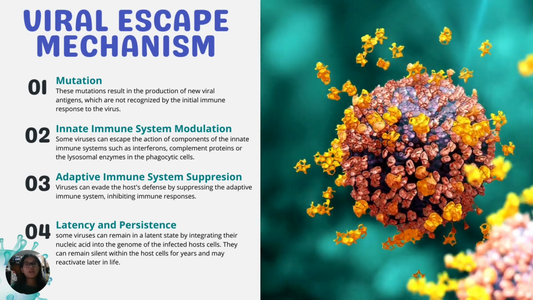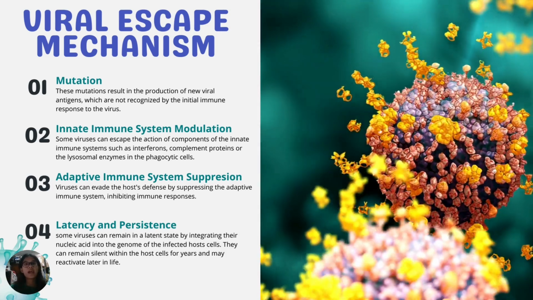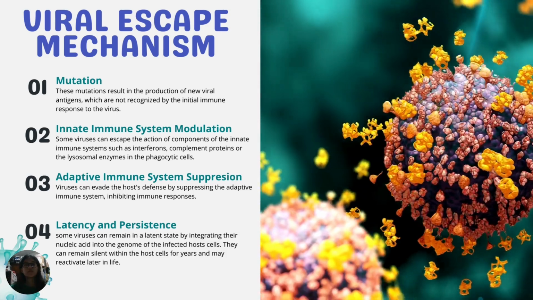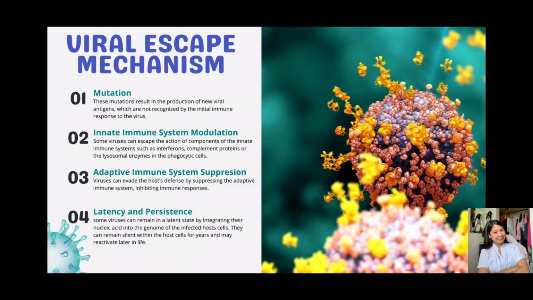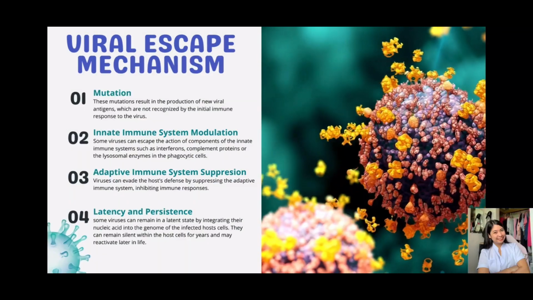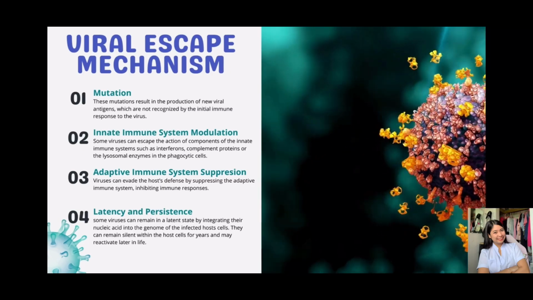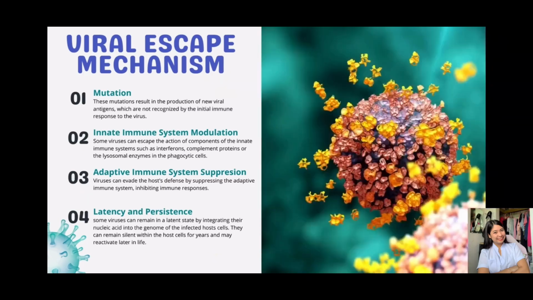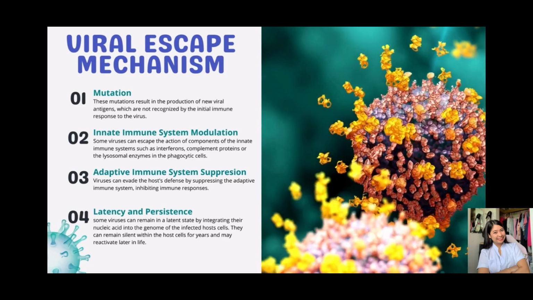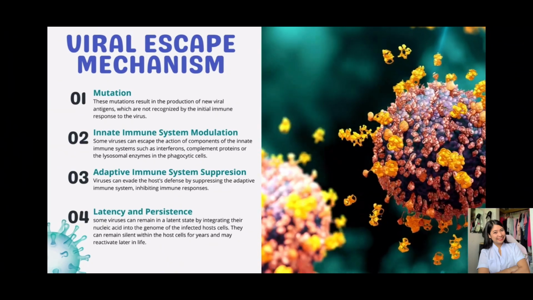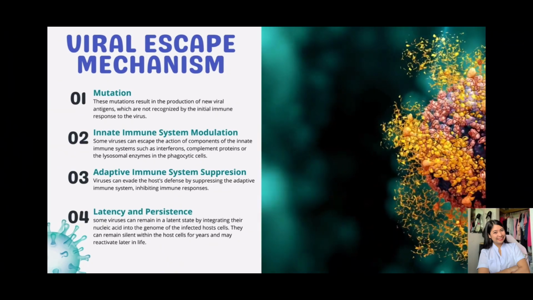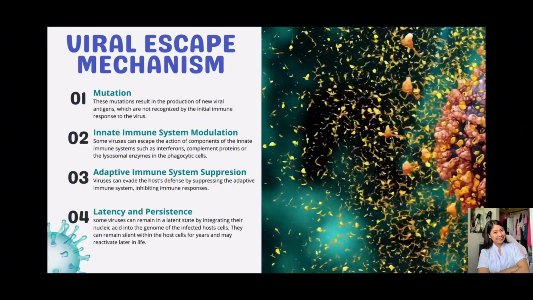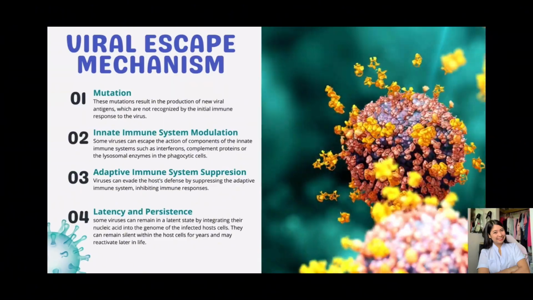So to further infect the host, another way in which viruses can escape the host defense mechanism is by suppressing the adaptive immune system of the host. For example, Epstein-Barr virus produces a protein that can suppress Th1 cells because of its similarity to interleukin 10, resulting in inhibition of immune responses.